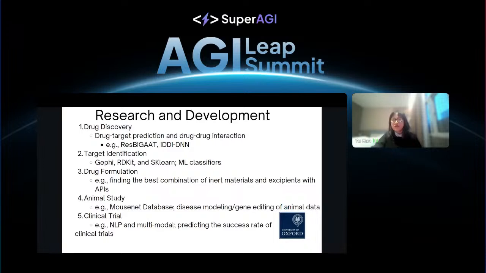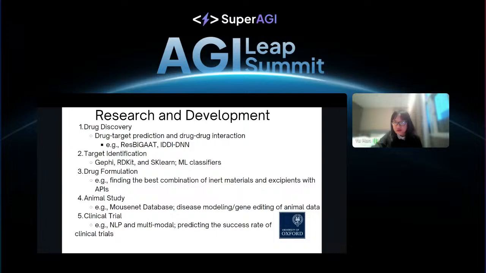Then we will delve into each section and look into what research is going on. In R&D, there is a fascinating world of drug target prediction and drug-drug interactions. There are famous models such as RespiGet, IDDI, DNN. They try to predict the interaction between drugs and their intended targets, fostering more effective and safer drug development.